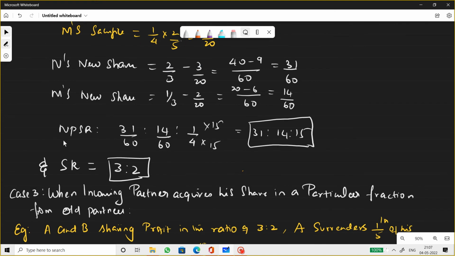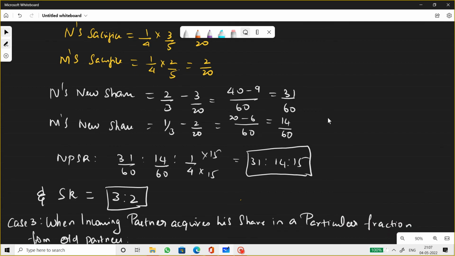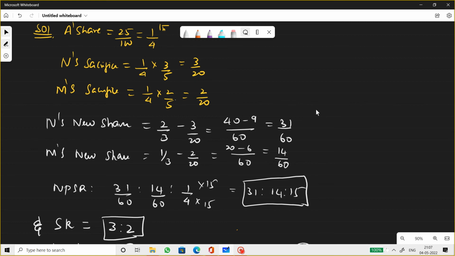So with that, we find the new profit sharing ratio. N is 31/60, M is 14/60, and the new partner is 1/4. Completing the LCM, you get 31:14:15 as the new profit sharing ratio. Whereas the sacrifice we already found: N sacrificed 3/20, M sacrificed 2/20. So the sacrificing ratio is 3:2.